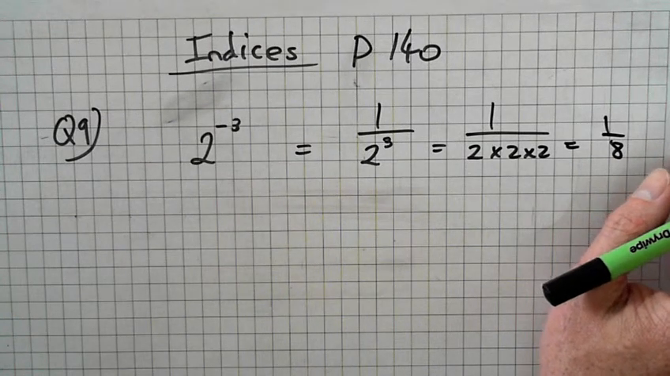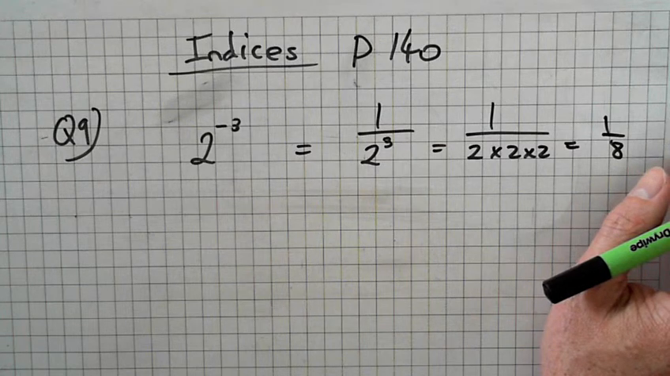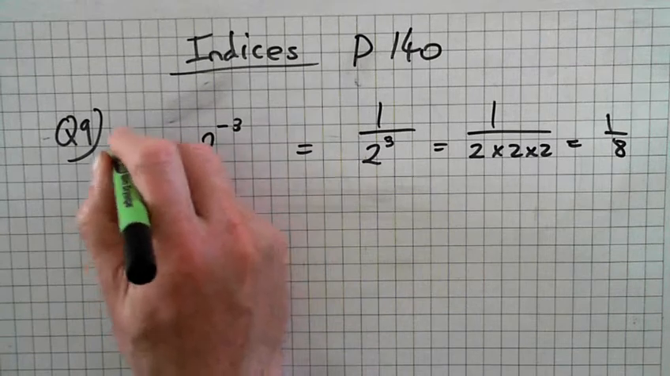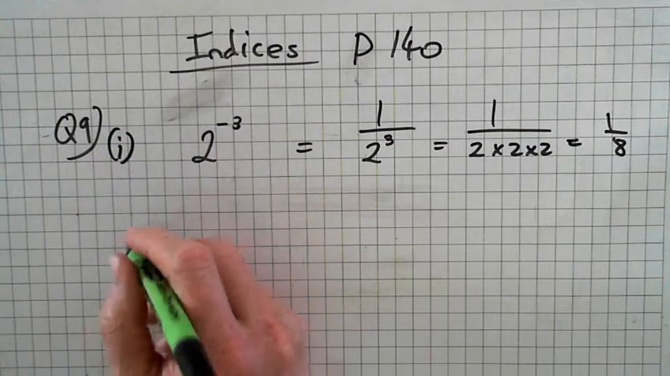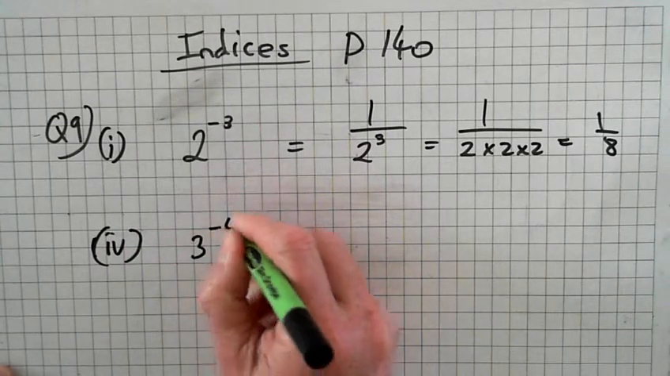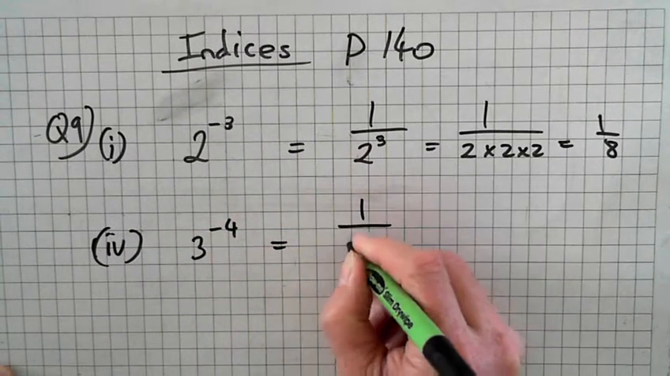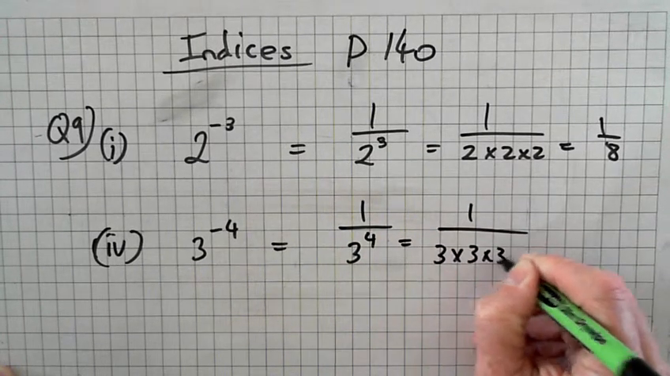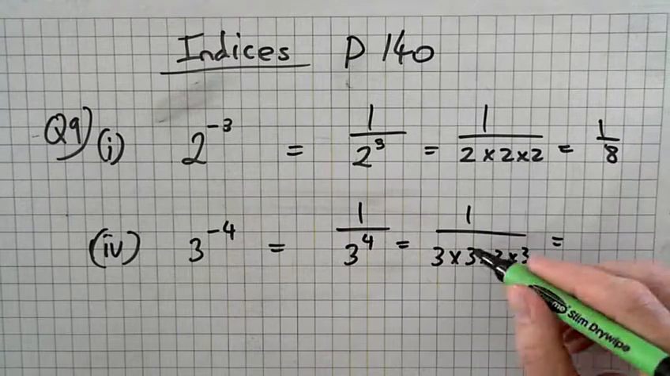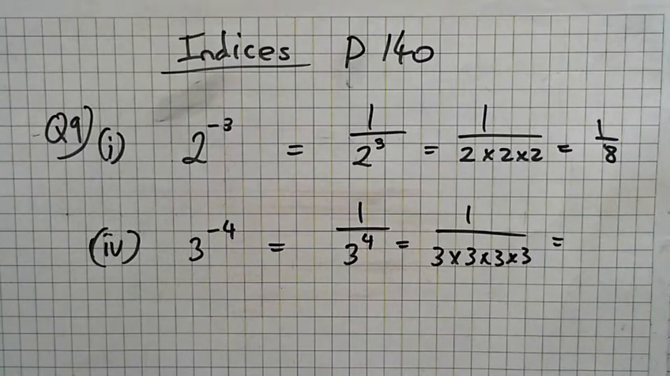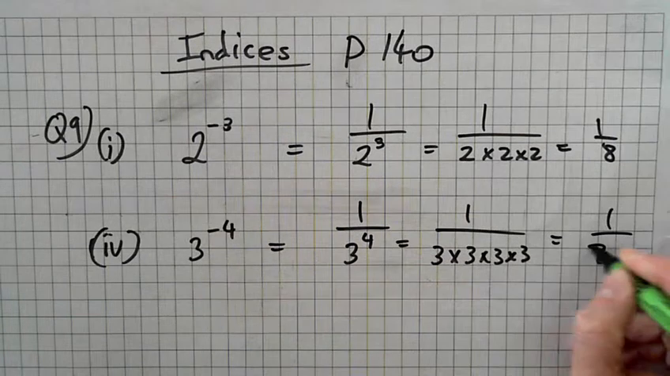All right, another one. So that was part I. Part IV. 3 to the minus 4 is equal to 1 over 3 to the 4. 1 over 3 times 3 times 3 times 3. 27. 27 times 3 is, what's that, 81. So 1 over 81.